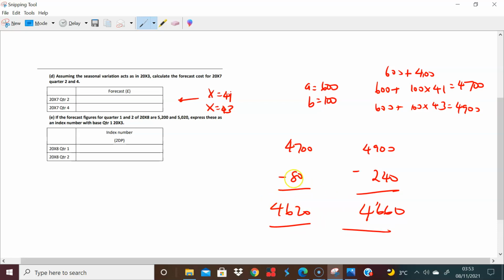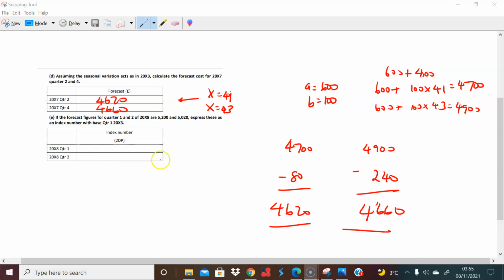That's the point of this trend. So the actuals are 80 below the trend. Here it's 240 below the trend, which is why when we're looking for the trends, we add these figures to the trends. And so here I will have 4,620, and here I will have 4,660. Right, and that's kind of that. And let's just look at this last one.